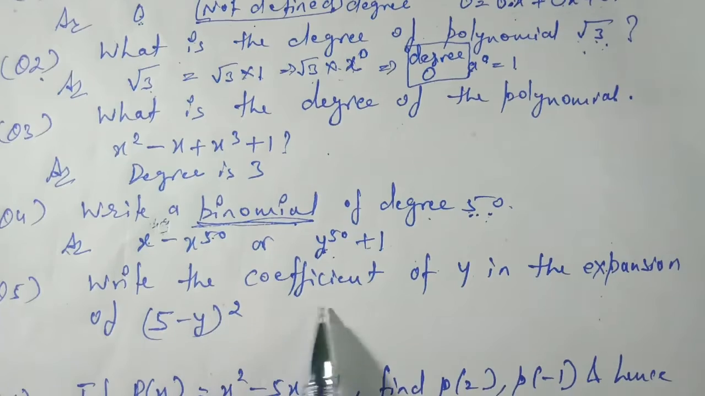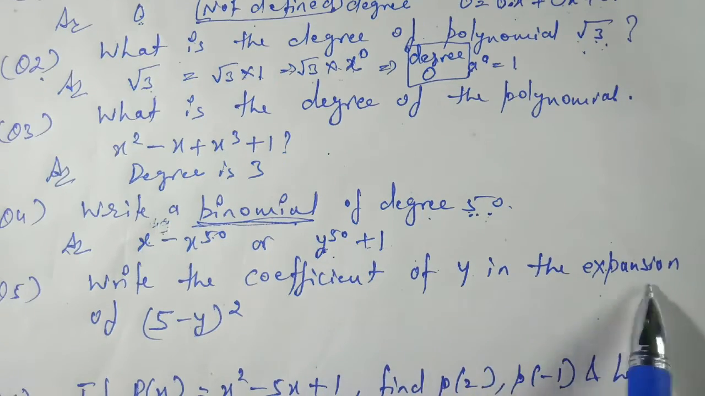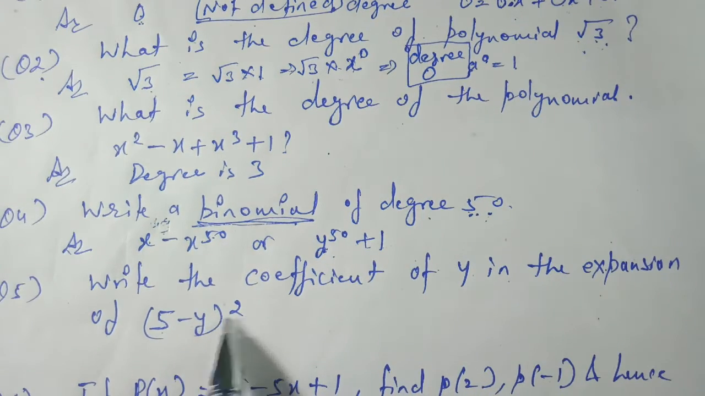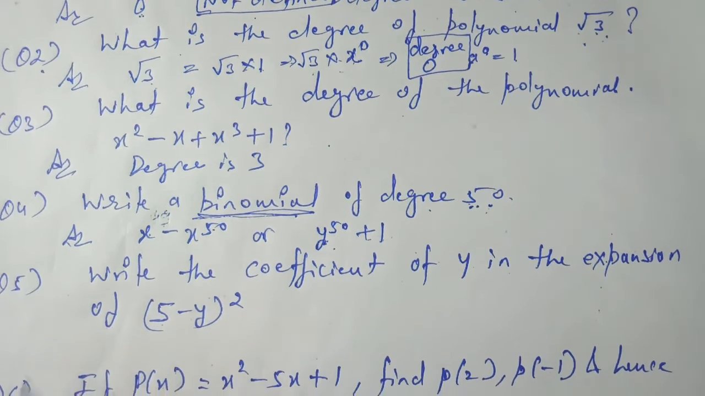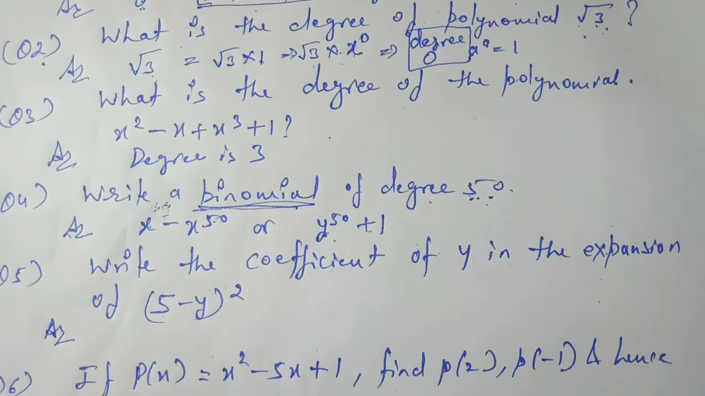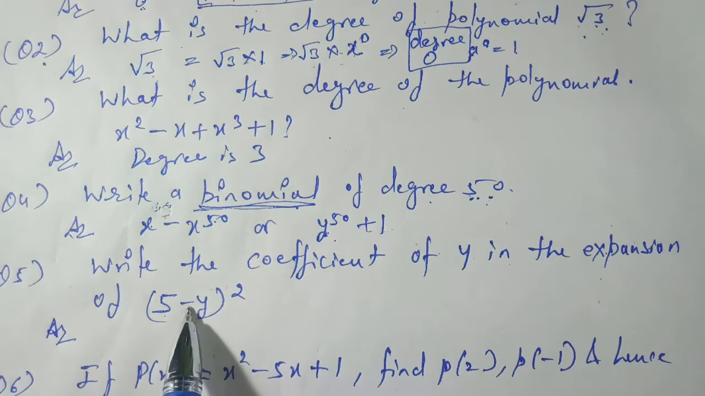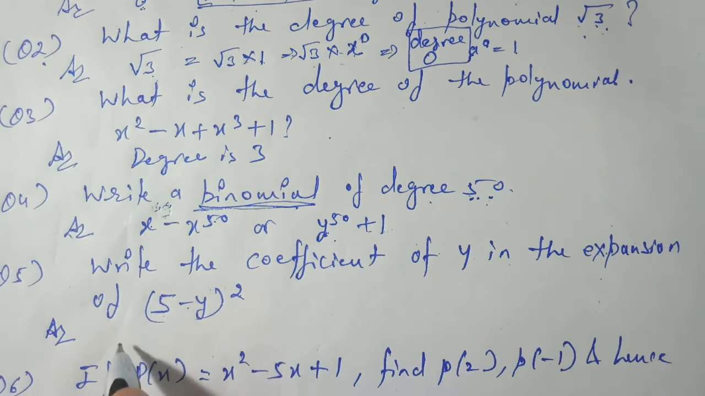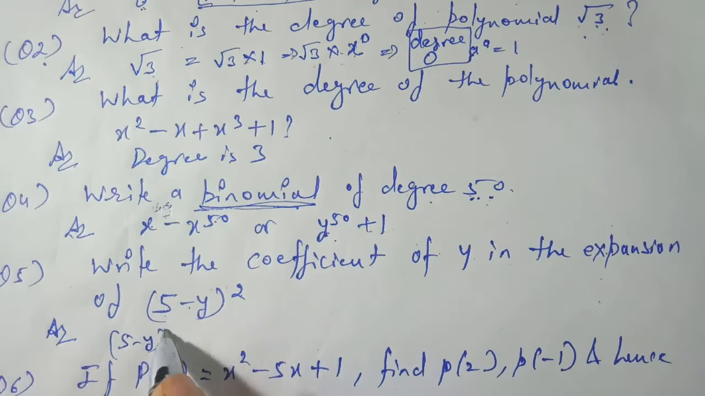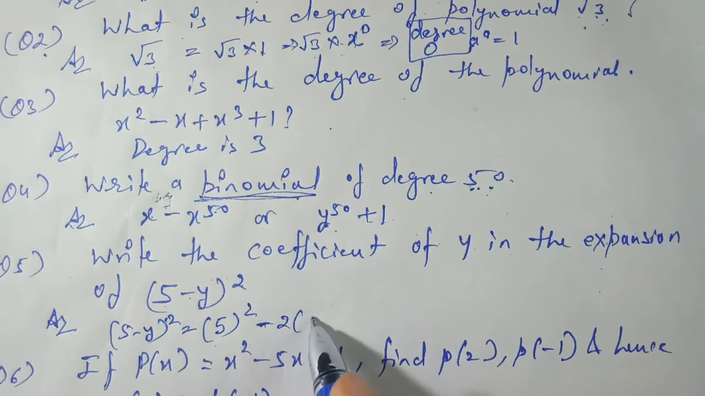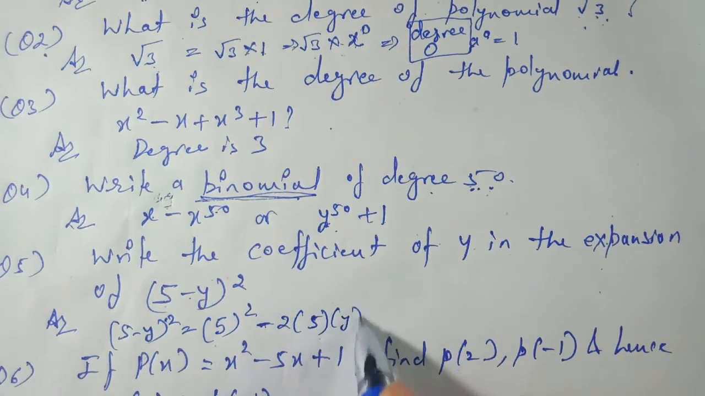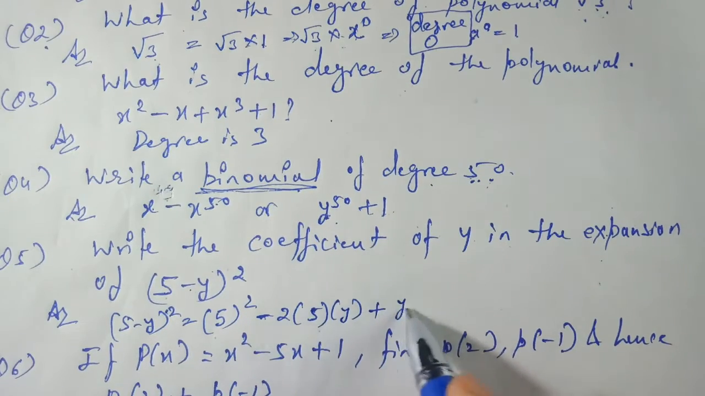Number 5: write the coefficient of y in the expansion of (5 minus y) whole square. First of all we have to expand it. It means we have to check which identity can be applicable over here. If you observe, (x minus y) whole square, we can write (5 minus y) square equal to the square of first number minus 2 into first number into second number plus square of second number.